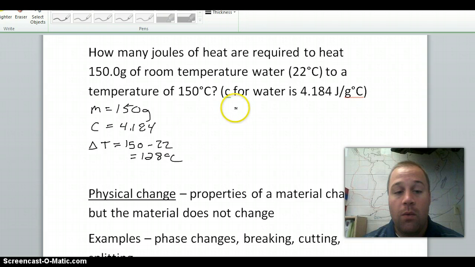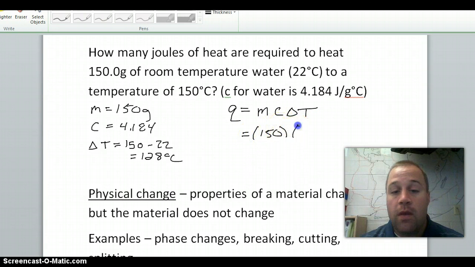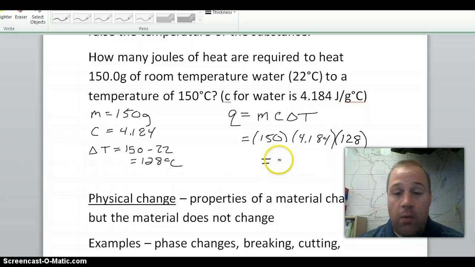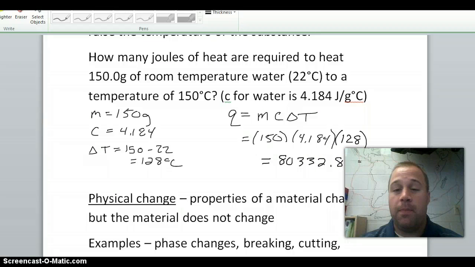So then we're going to plug this in because we're trying to solve for heat, which is Q. And Q is mc delta T. Well, we have m, c, and delta T, so we can just plug in. M is 150, C is 4.184, and delta T is the 128. We're not going to worry about significant digits for this. When you multiply this all out, you get 80,332.8. The units for heat are joules, so you just put a J.